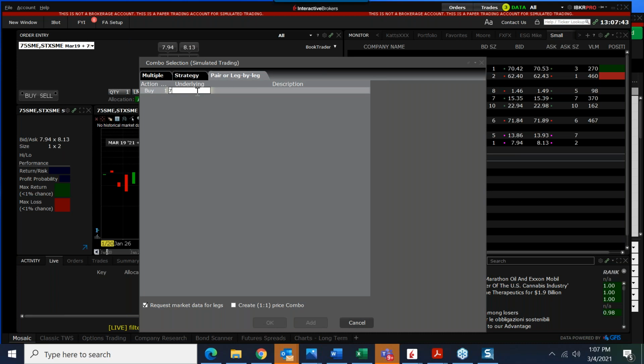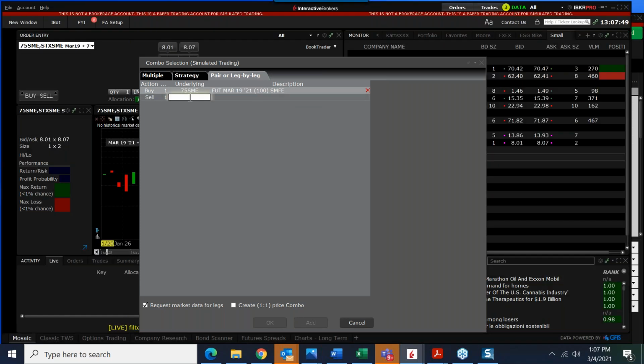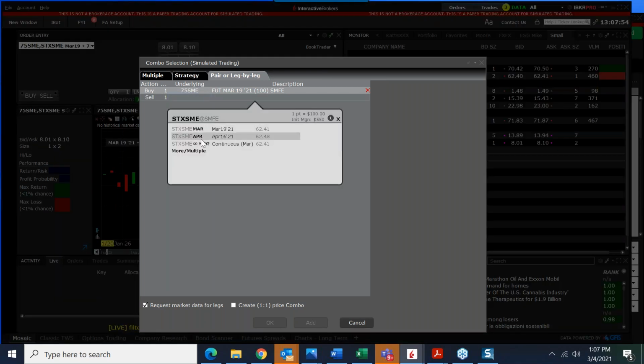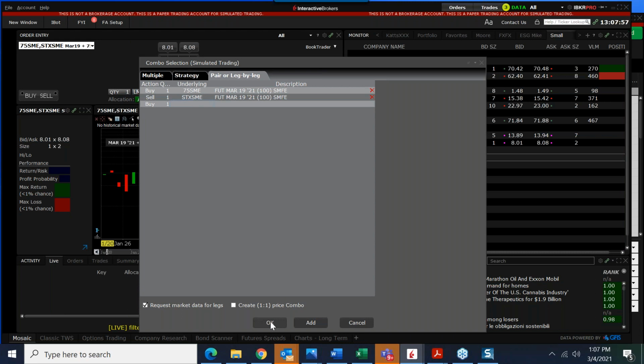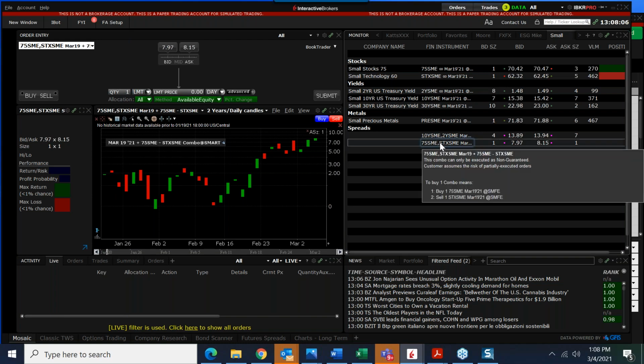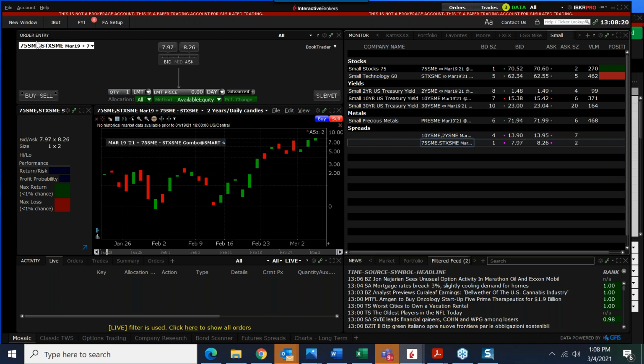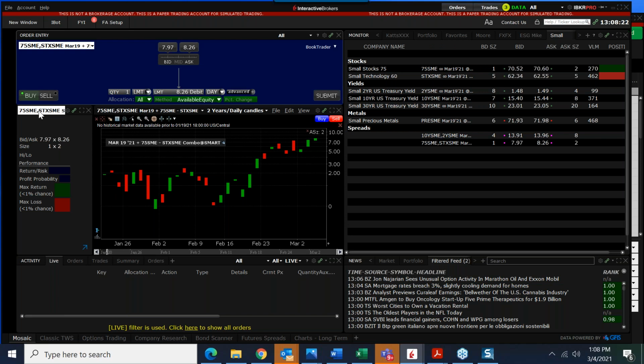So I'm buying the 75 SME. I'm going to select the continuous in this case, and then the STX SME. This creates the combination for you. Select the continuous and click OK. That will add it to my monitor list there. And if I hover over it, you'll see what it's doing. Buying a combo means buy one of the 75s and sell one of the STX contracts. And having engaged with the line, you'll see it's already in my order entry panel in the upper left, and I can simply click buy.